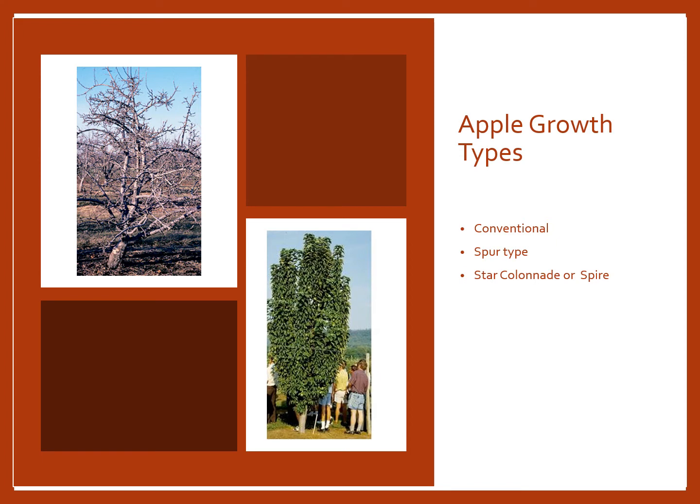What those are is they give you more flowers because there are flower buds connected to those, which gives you a higher chance of having a large fruit load. Now, with the large fruit load also comes maybe needing to thin those, so keep that in mind. And then this star colonnade or spire shape there, they can produce apples, but you can see they're more for novelty. People do grow apples on them, but you're not going to get the production you're going to get out of our conventional or spur type trees.